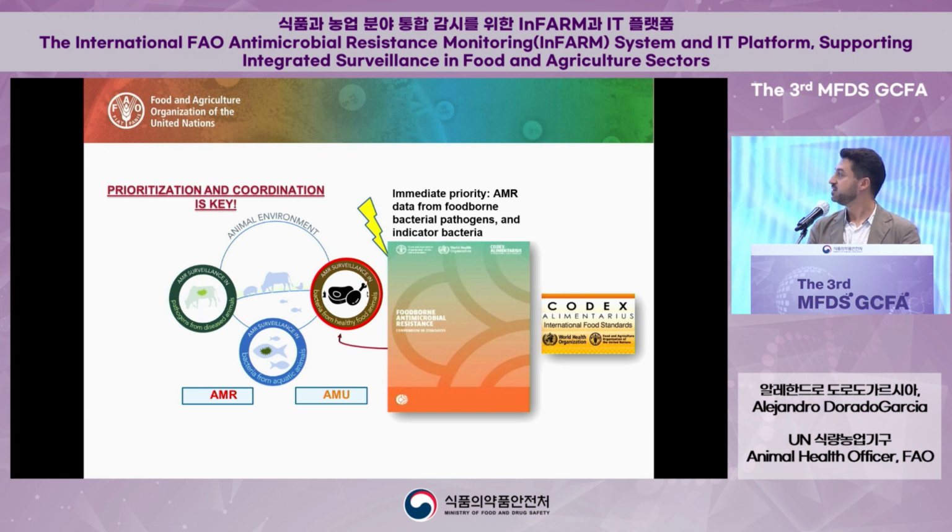The one that we are going to be putting more attention and more focus initially, and the immediate priority, is to collect antimicrobial resistance data from foodborne bacterial pathogens and indicator bacteria. But the platform is designed to gather and collect information from all different surveillance programs, also from the animal pathogens and for animal health. So this is the main focus because, of course, this is also supporting the implementation of the Codex guidelines for integrated monitoring and surveillance of foodborne AMR.